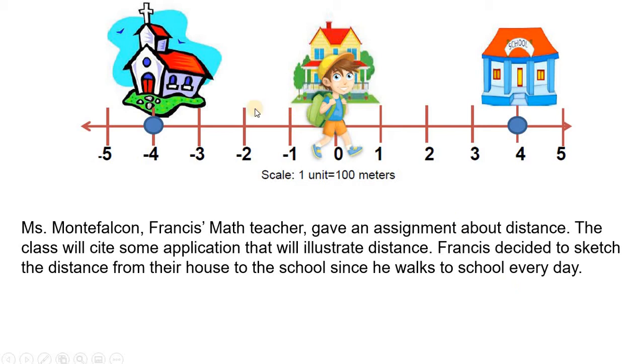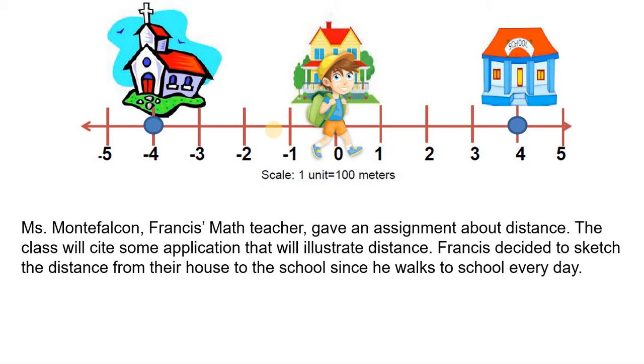Ayan. So, gumamit siya ng number line. Ang tawag natin dito ay number line. At yung mga numbers na makikita natin dito ay, of course, the integers. 0 and then the positive whole numbers and the negative whole numbers. So, yung bawat hakbang, ito yung scale natin, 1 unit is equivalent to 100 meters. For this example, of course.